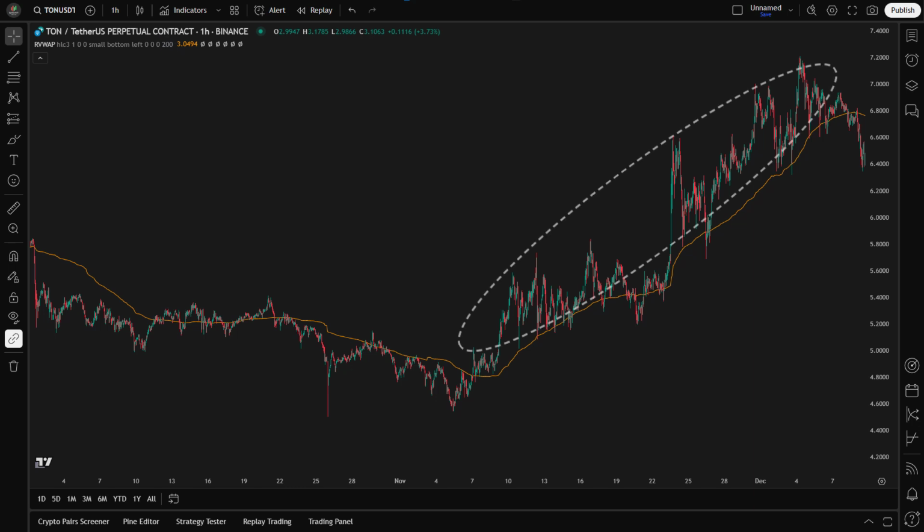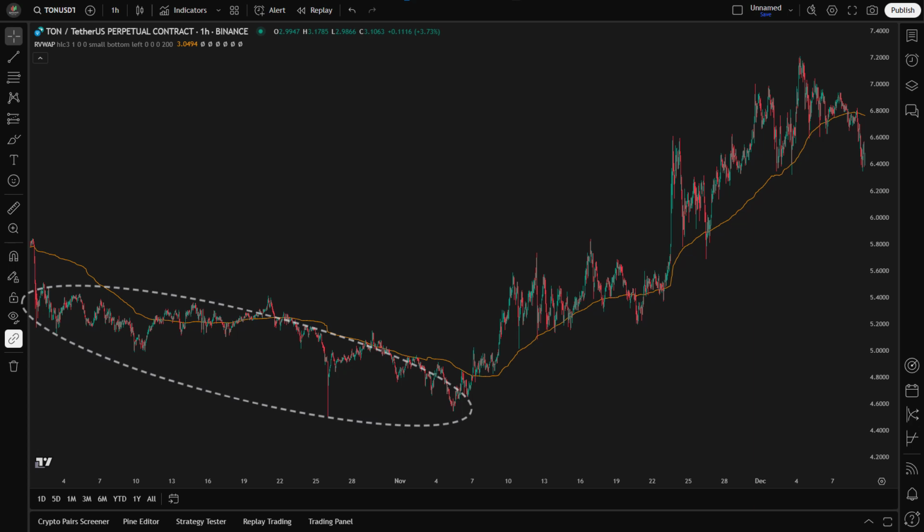When the price is above the rolling VWAP, it often shows that buyers are in control and the market may be trending upward. When the price is below the rolling VWAP, it often shows that sellers are in control and the market may be trending downward.